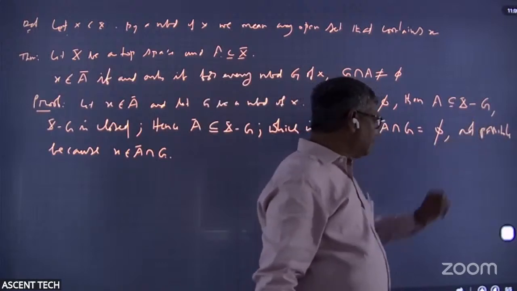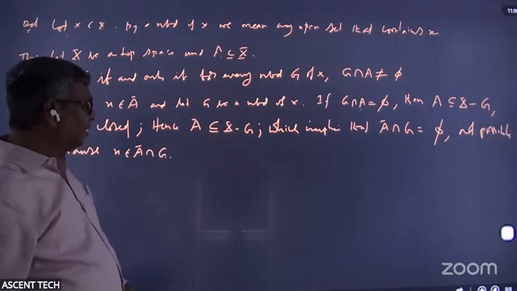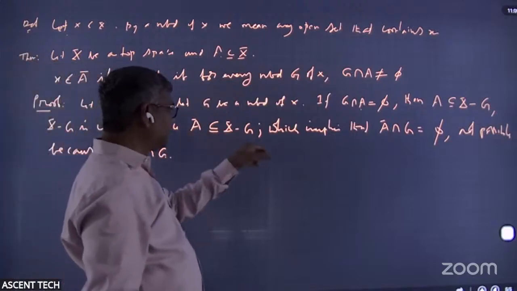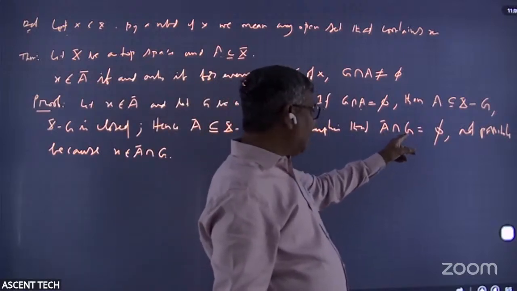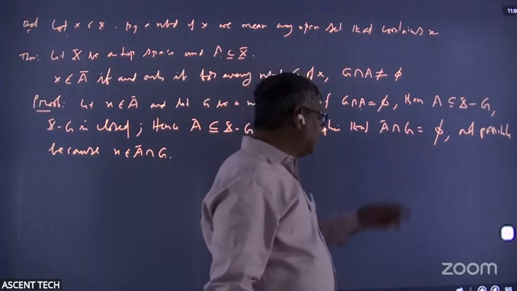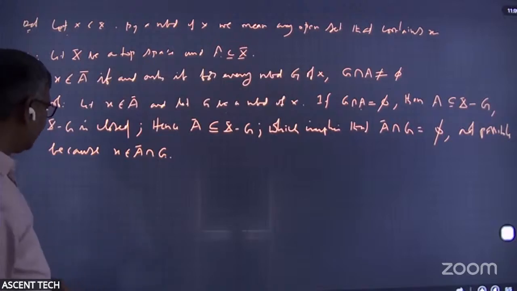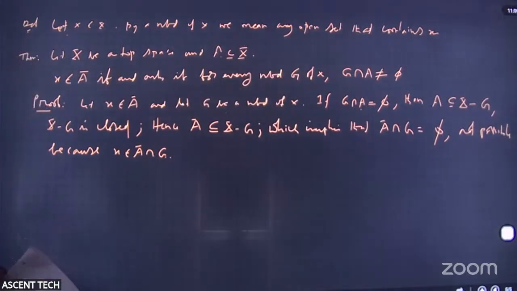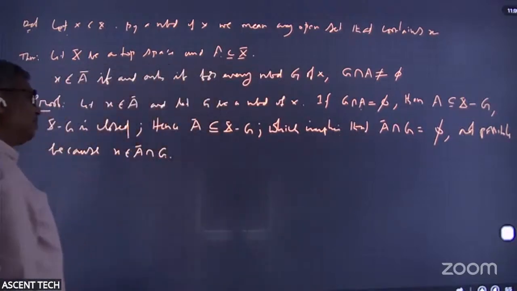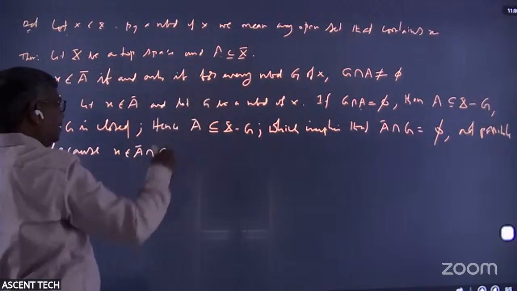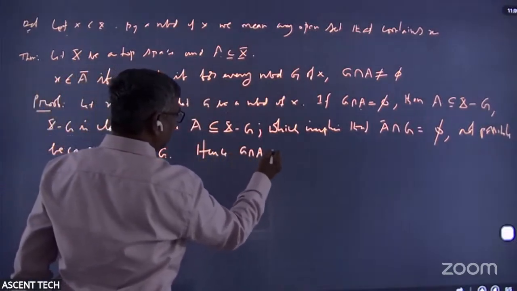And that's a closed set. A is contained in the closed set, which means its closure is contained in that. And A bar is outside G, that means A bar intersection G is empty. But X is in A bar, and G also has X. X is in both of them. We can't say it's empty. So that's a contradiction. Therefore, G intersection A must be non-empty. This proves the first part.